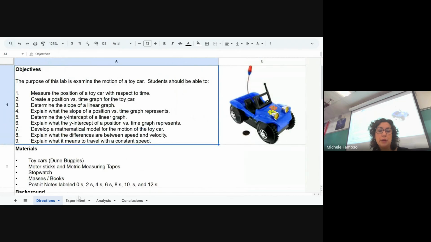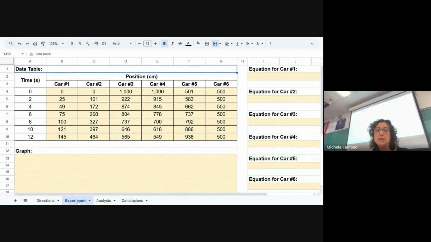Remember that what we were doing last week, we started on the experiment tab, and we were able to mark out the positions of 6 different buggies out in the hallway along a 10-meter long meter stick or measuring tape. Remember doing that? Okay. These were the positions that your groups measured. What we're now going to do is create a position time graph that goes with this data table.